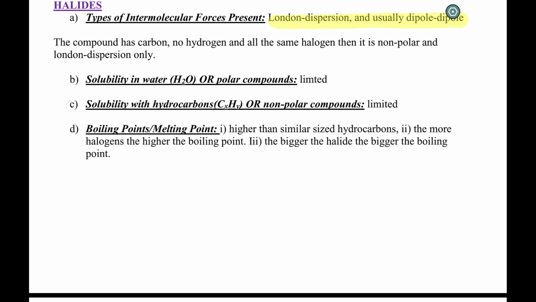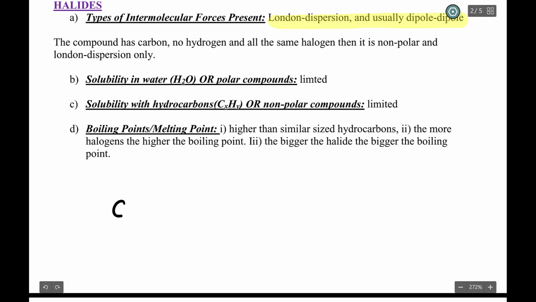It says they have a higher boiling point than similar sized hydrocarbons. So if I had a chloromethane, it's going to have a higher boiling point than methane. The more halogens you have, the higher the boiling point, for two factors. Usually, it's going to have an increased dipole-dipole moment, or just the fact that most halogens have lots of electrons, and their London dispersion forces are way greater than one hydrogen, and so it increases the boiling point. And of course, the bigger the halide, the bigger the boiling point.